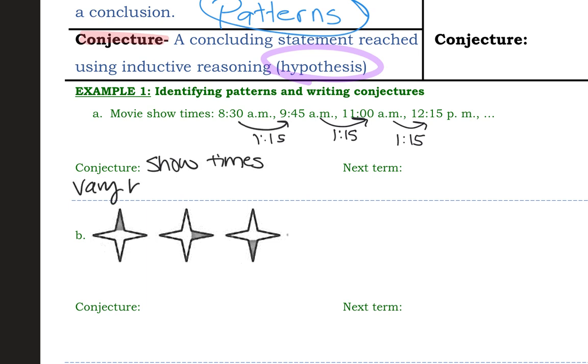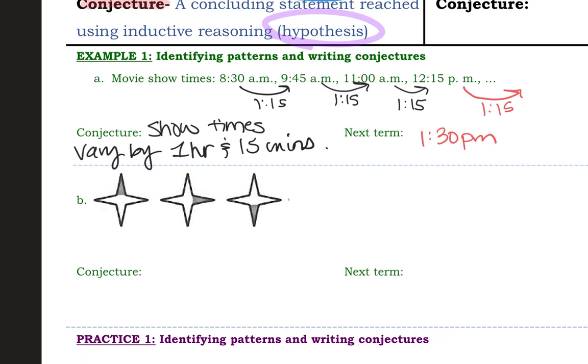And we're going to say show times vary by 1 hour and 15 minutes. And it doesn't have to be these exact words. It can be however you want to tell me. I'm the only one reading it, me and you. All right, so if I add that additional hour and 15, what would the next time be? 1:30. Okay.